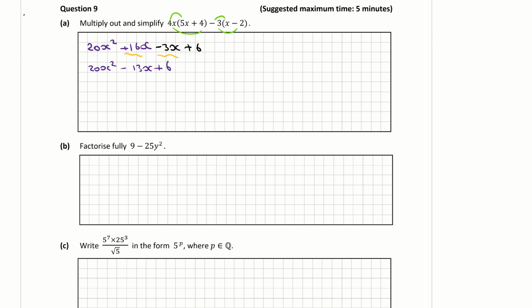Factorize fully 9 minus 25y squared. This is our difference of two squares. So 9 can become 3 squared and 25 becomes 5y all to be squared. Difference of two squares then is two brackets, one minus, one plus. So 3 minus 5y, 3 plus 5y.